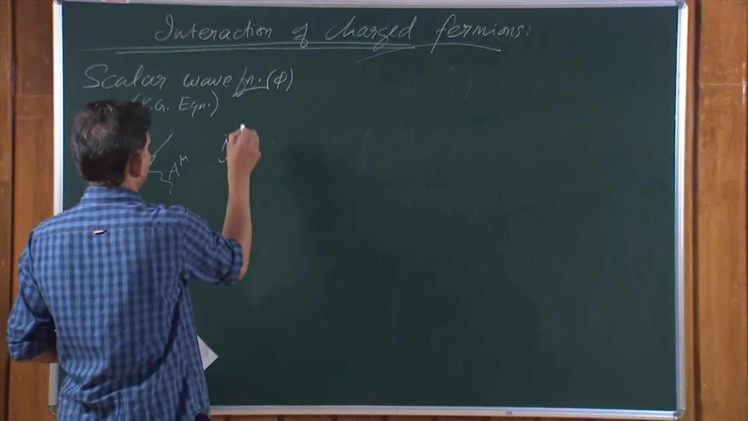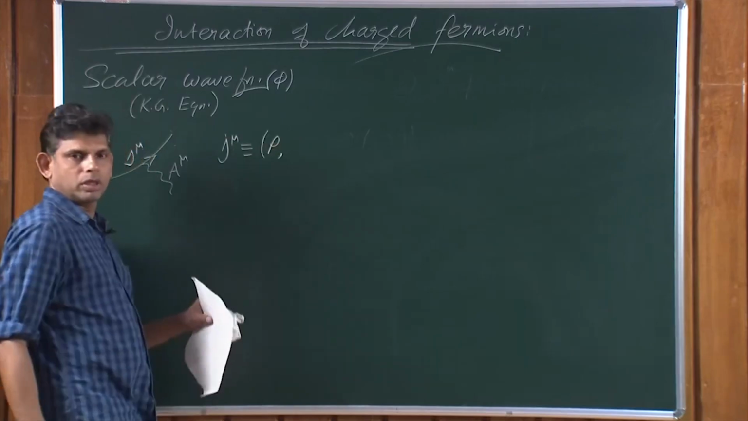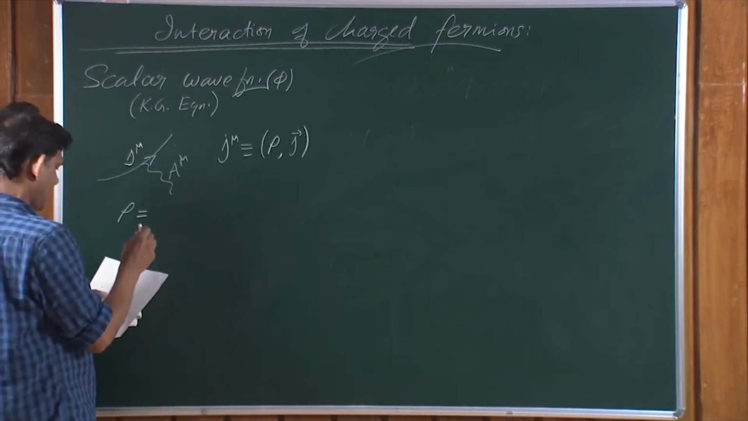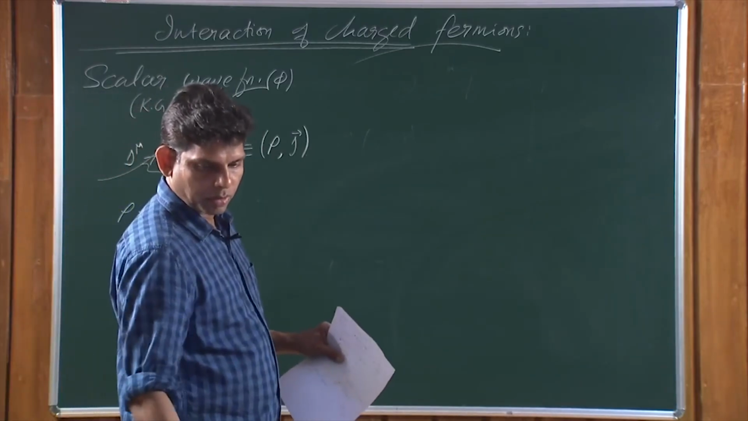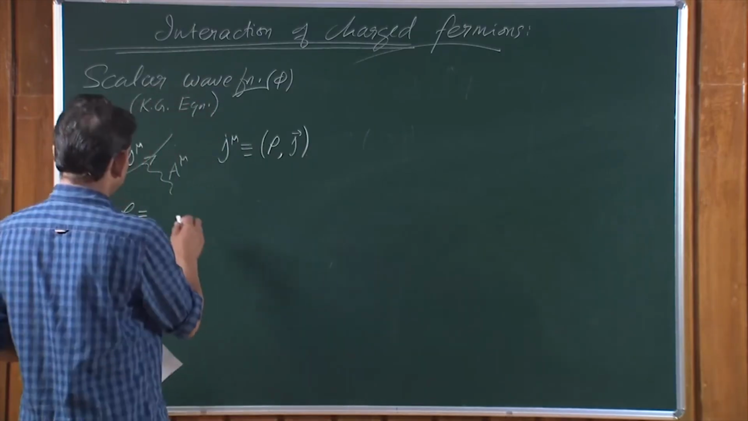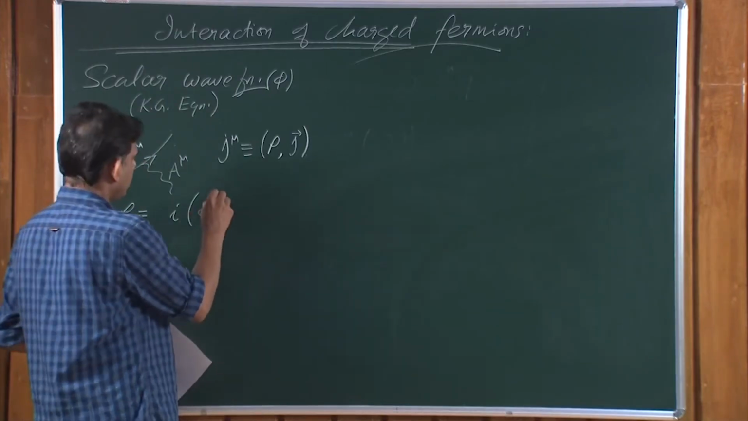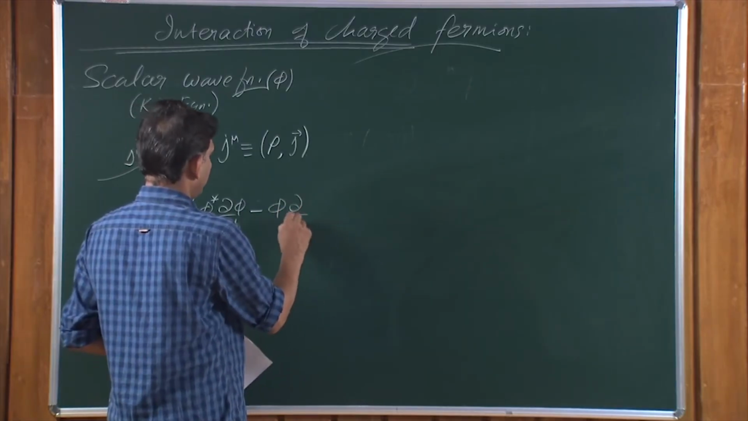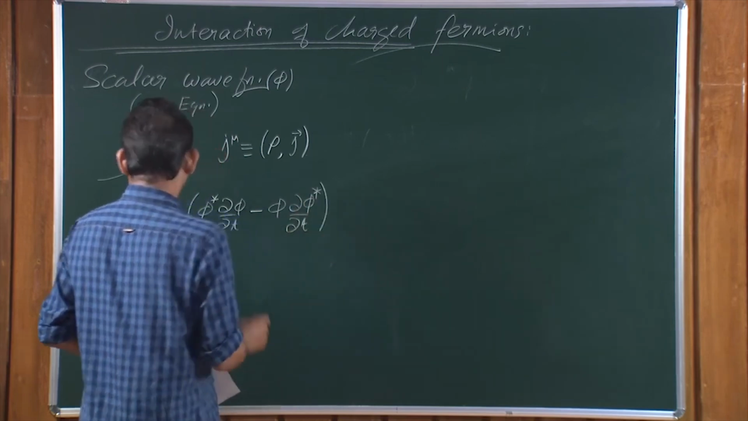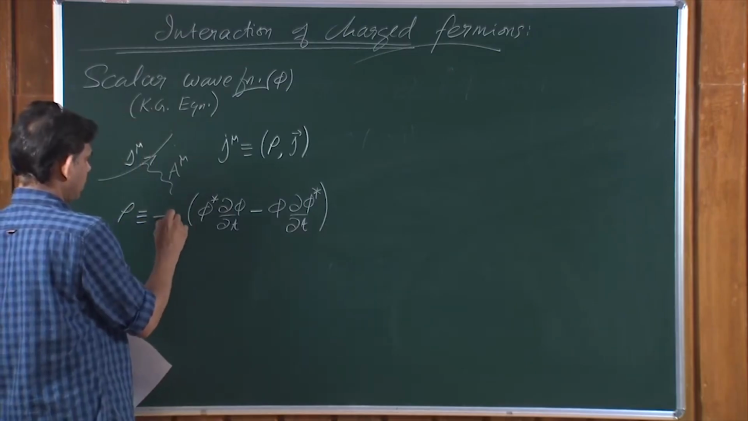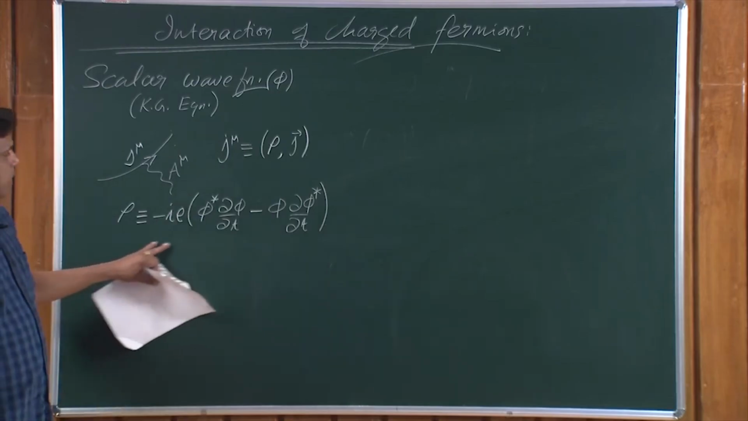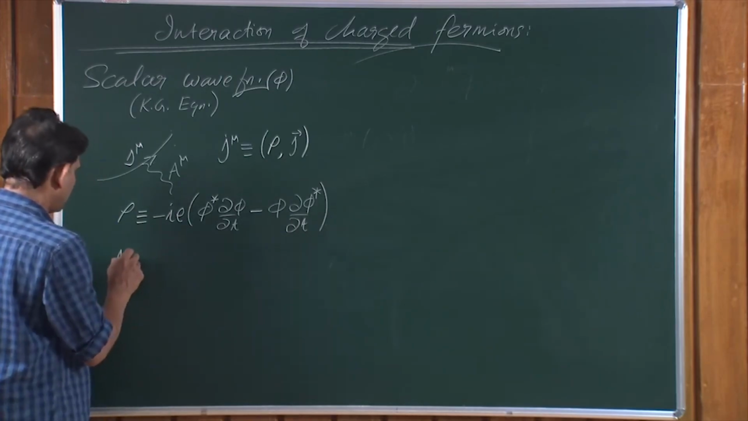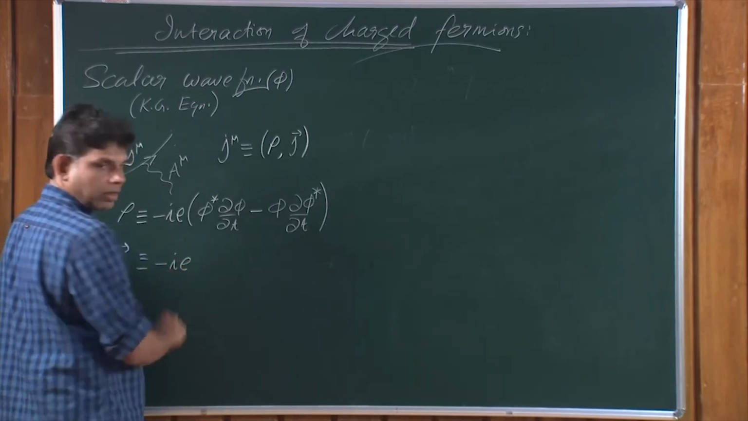where J mu is equal to, there is the zeroth component which is rho and j, and rho itself is defined as, sorry, rho itself is defined as i phi star time derivative of phi minus phi time derivative of phi star, times E. This can be interpreted as the charge density, electric charge density, and J is represented by i E.